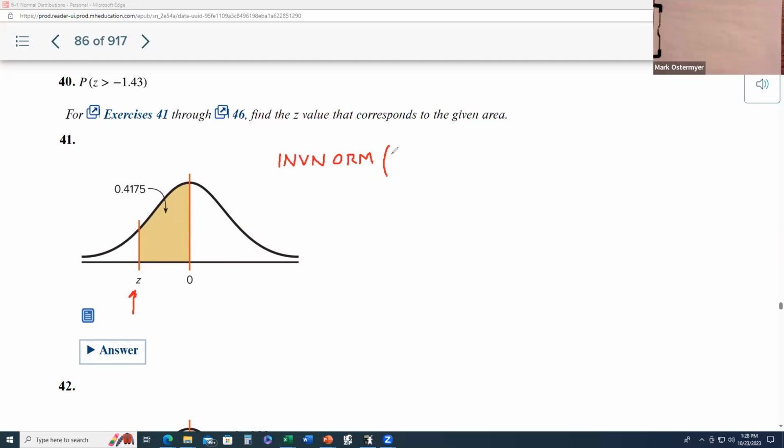It must always be the area. This is the way the function works on our machine. It's always going to be the area, okay, to the left. It's always going to be the area to the left of a z value that we wish to find.